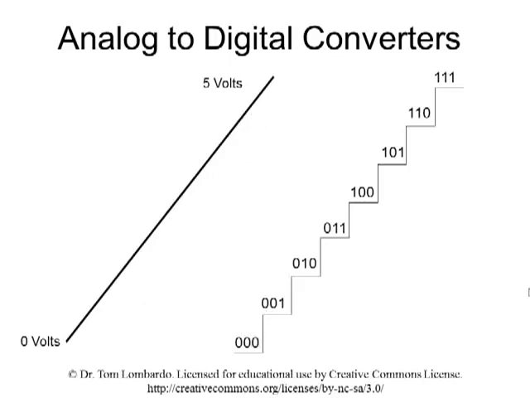Computers are digital. They don't know what to do with analog voltages, so we have to find out how to take an analog voltage and digitize it. That means converting it into a number so that the computer can deal with it.